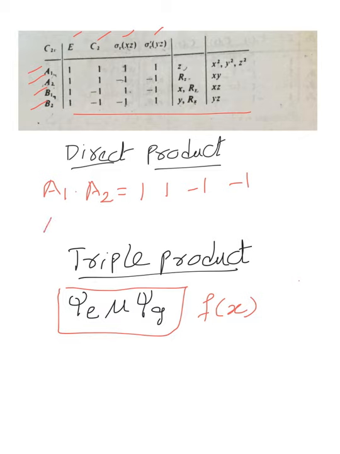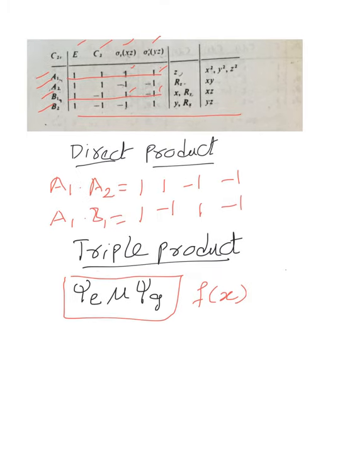Similarly, if you want to take A1 dot B1, then you have this one and this one. So 1 into 1, 1; 1 into minus 1, minus 1; 1 into 1, 1; 1 into minus 1, minus 1. This is called the direct product. Similarly, we can also calculate a triple product. Suppose my ground state, I assume, has A1 symmetry, my excited state, let us say, has A2 symmetry, and mu, let's say, has B1 symmetry.